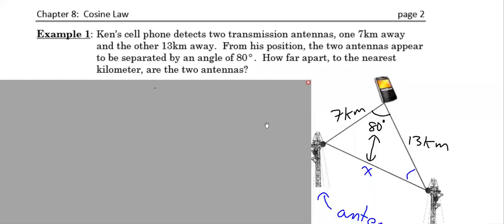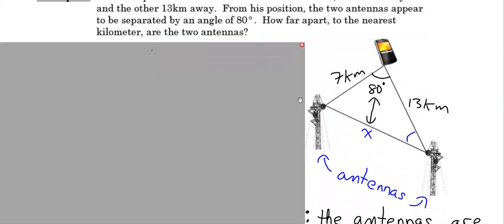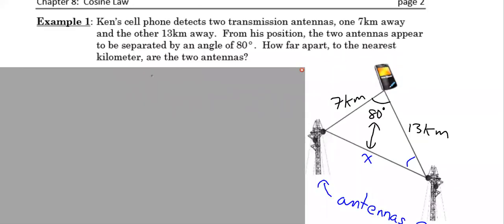So again, you don't have to get fancy with the diagram, but here's a diagram that fits the situation. So here is Ken, there's his cell phone, and there's the 2 transmission towers. One's 7 kilometers away, the other one's 13 kilometers away. There's the angle between them, 80 degrees, okay? And it's asked, how far apart are they?